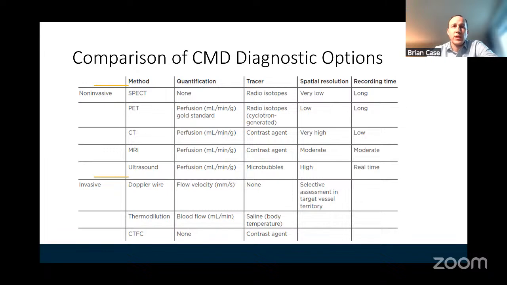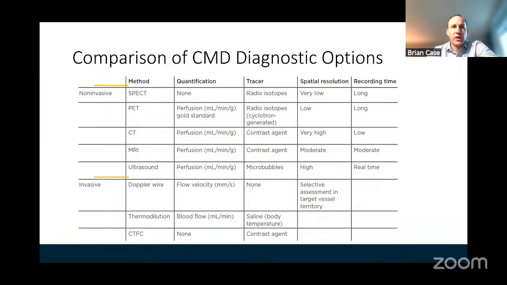And more importantly, when you perform coronary functional testing invasively, you're able to perform acetylcholine provocative testing, which is important to rule out in these patients, and that cannot be done if you do a non-invasive evaluation.